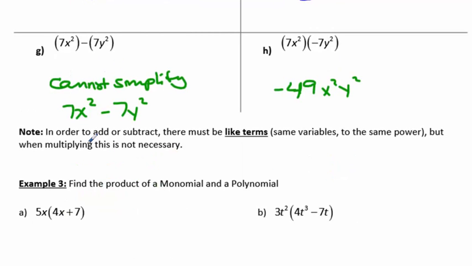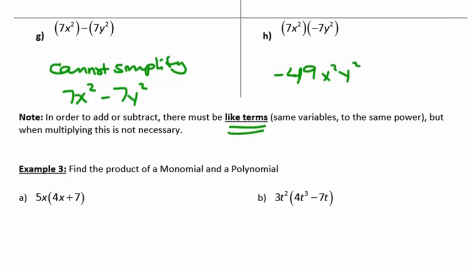So remember, in order to add or subtract, they must be like terms. Same variables, the same power. But this is not necessary when multiplying.